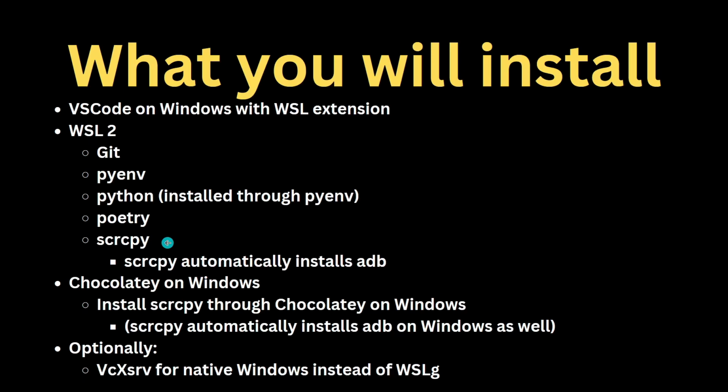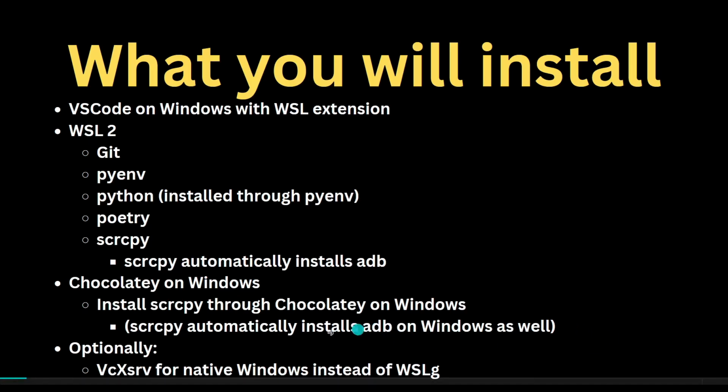And you will install scrcpy to mirror your phone screen to the desktop. And scrcpy auto installs ADB, which is the Android debug bridge. You will also install Chocolatey on Windows and install scrcpy through Chocolatey on Windows. Scrcpy will automatically install ADB, Android debug bridge, on Windows as well. Optionally, you will install VcXsrv for native Windows instead of WSLg.